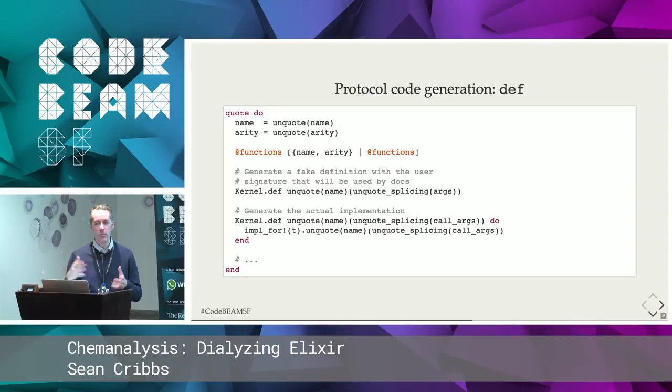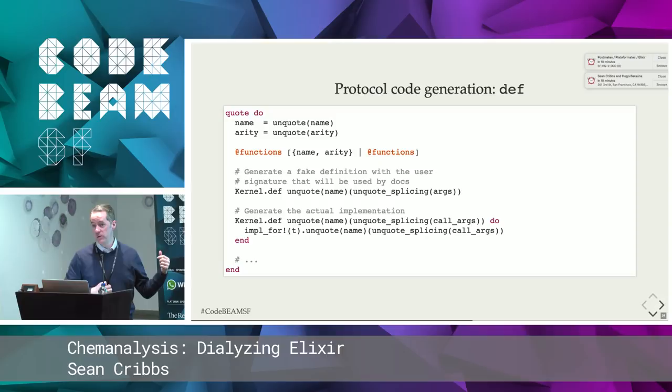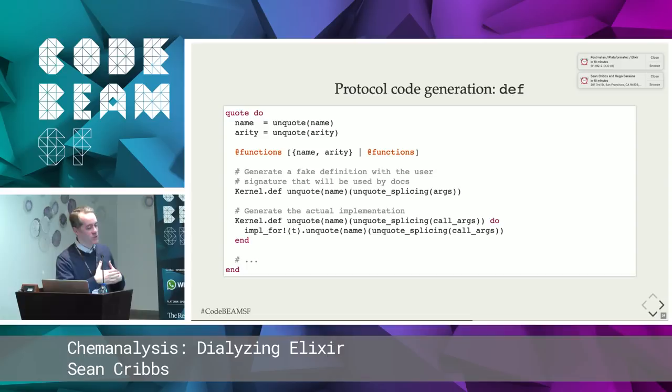So this is part of the code that gets generated when you call def inside your defprotocol. So defprotocol defines a module. It undefines the Kernel def, which defines functions. It's sort of fun. And so in this particular macro quotation, it calls Kernel.def directly to define functions rather than protocol callbacks. Okay, so when you define a new callback, this code gets generated. It captures the name of the function and the arity into a module attribute that it uses later, and then defines a clause that doesn't dispatch to anything, which is used for the specification and documentation. So that's extracted by the docs tools.